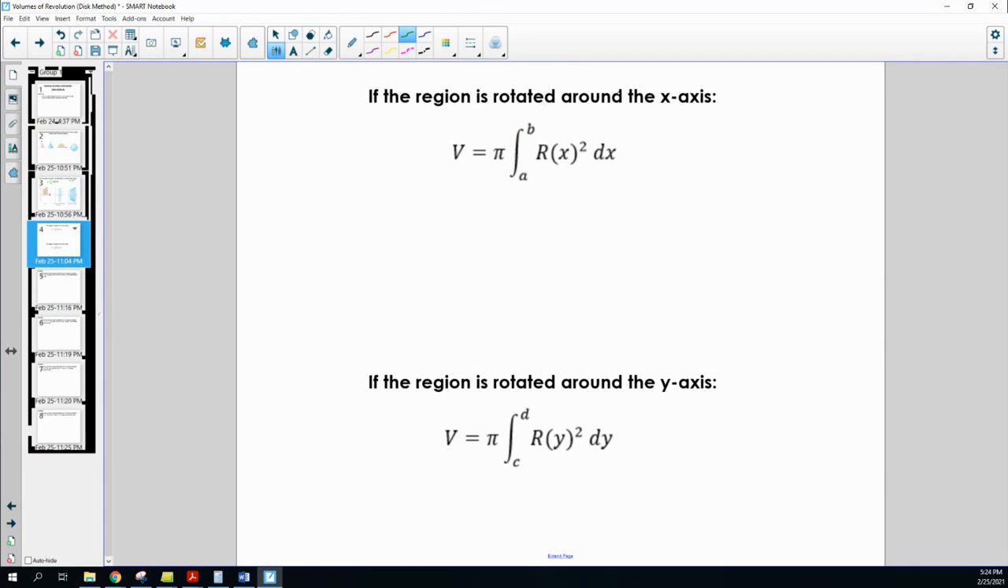Okay, so let's look at this. If the region is rotated around the x-axis, the volume is going to be pi times the integral from a to b of r of x squared dx. And this is just the radius.